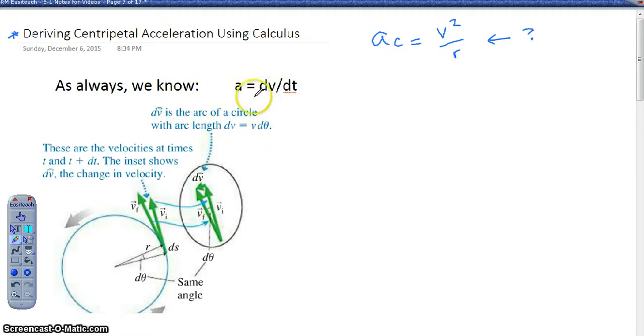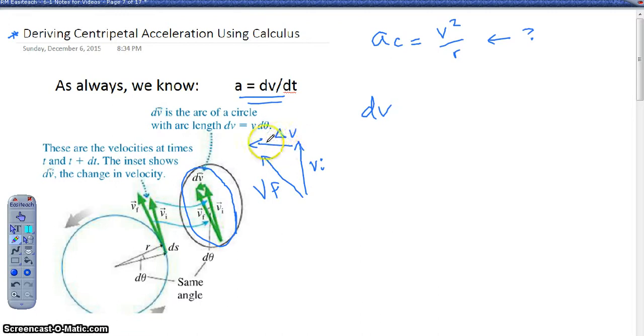So as always, when we start with a lot of these definitions, we know that the acceleration is the change in velocity over the change in time, right? So the acceleration is dv over dt. Well, if I break this up, what does dv really mean? dv again is the change in velocity, right? So if I blow up this picture here, my change in velocity would be the difference between that initial velocity vector and that final velocity vector after a certain period of time. So that change in velocity would be this measurement up here.